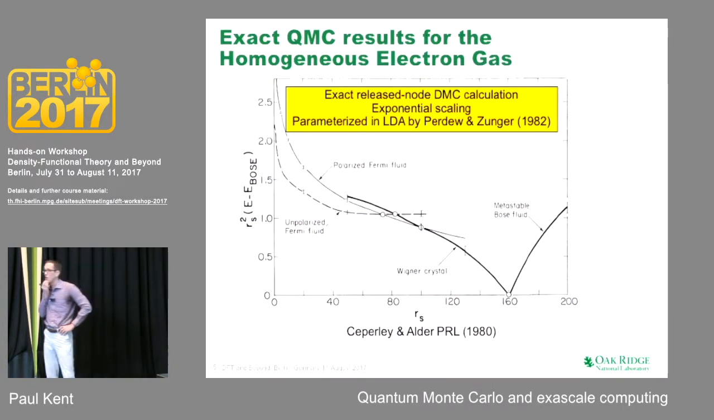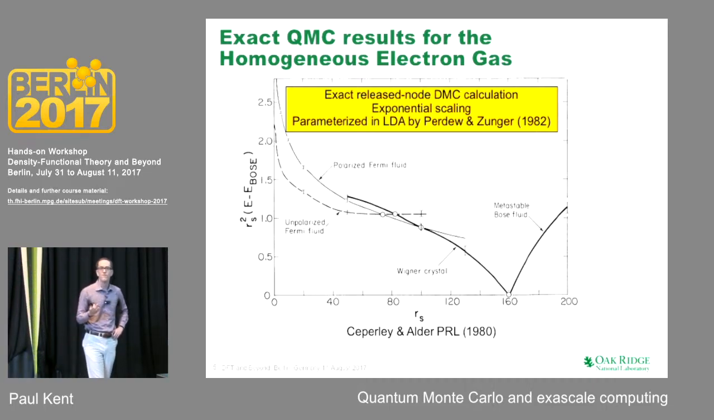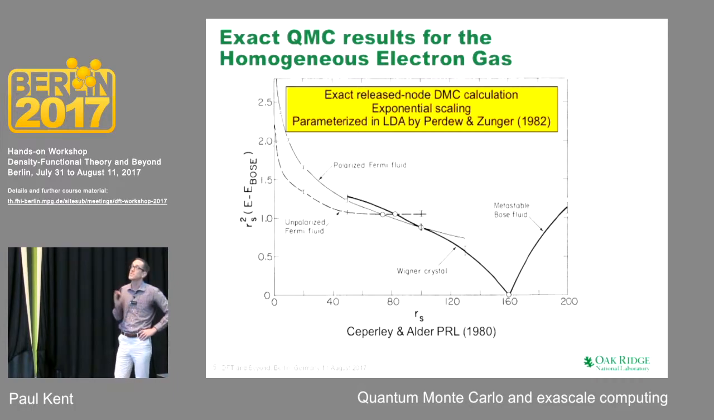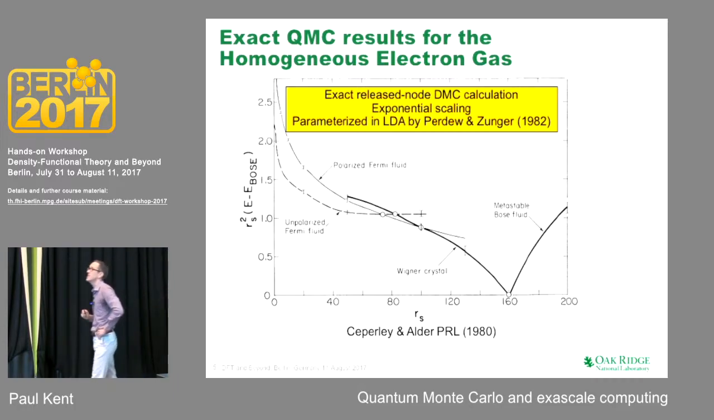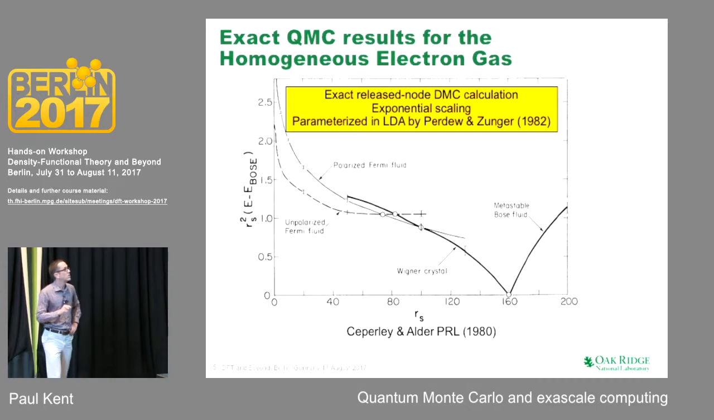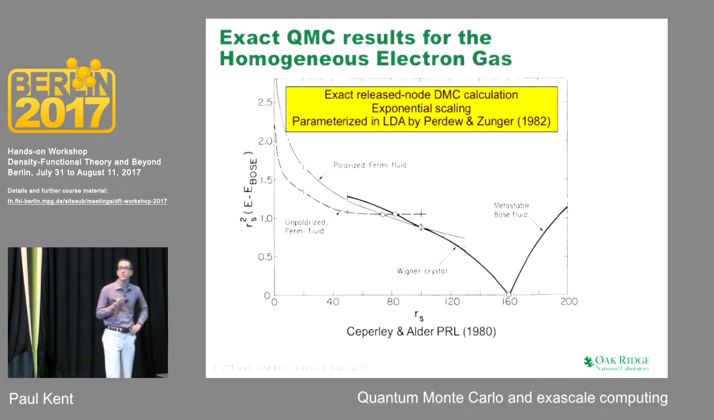Before going much further, I think I should show what's probably still the most famous and most important quantum Monte Carlo result for electronic structure, which is actually now 37 years old. This is the work by David Ceperley and Bernie Alder, PRL 1980. It's the energy, essentially, on this vertical axis against the density, that's this r_s value, of the homogeneous electron gas. So this is a box full of electrons, essentially.